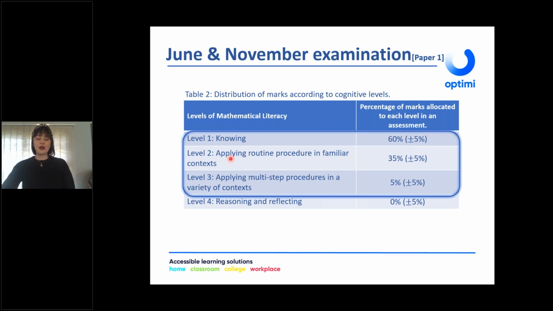Then level 2, applying routine procedures in familiar contexts: your paper will consist of 35% level 2 questions. And then level 3, applying multi-step procedures in a variety of contexts. So only 5% of paper 1 will deal with level 3 questions.